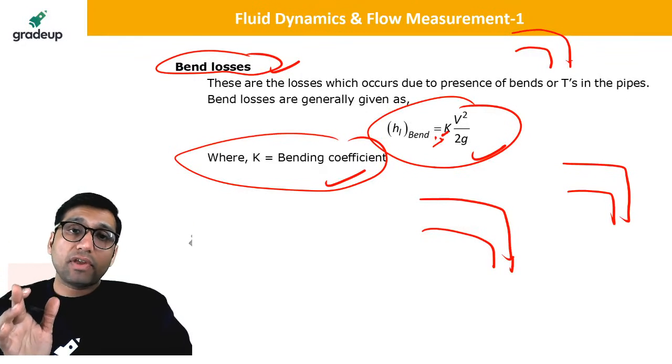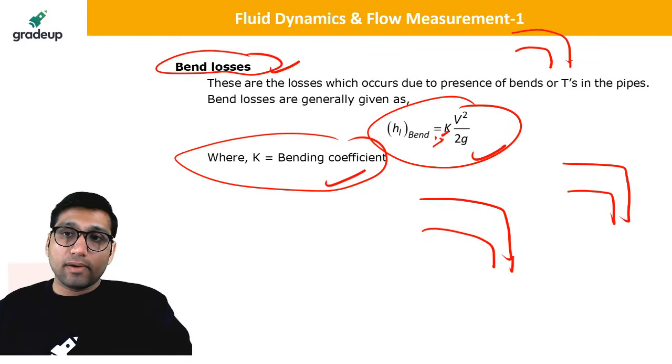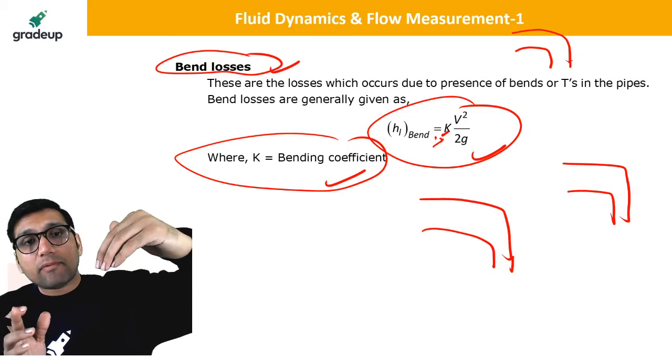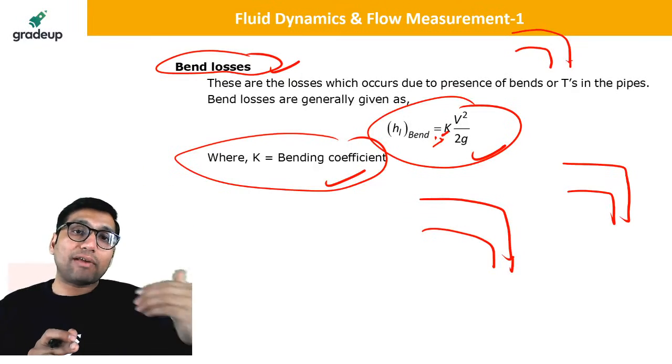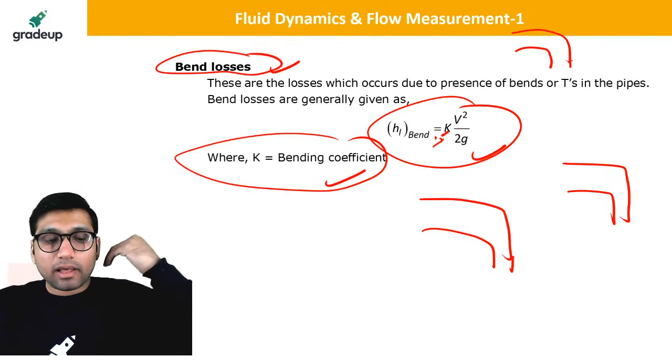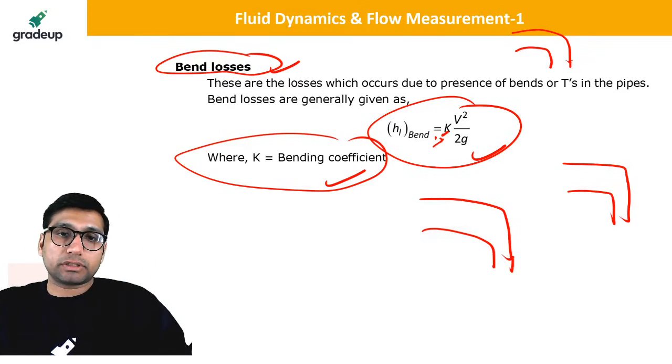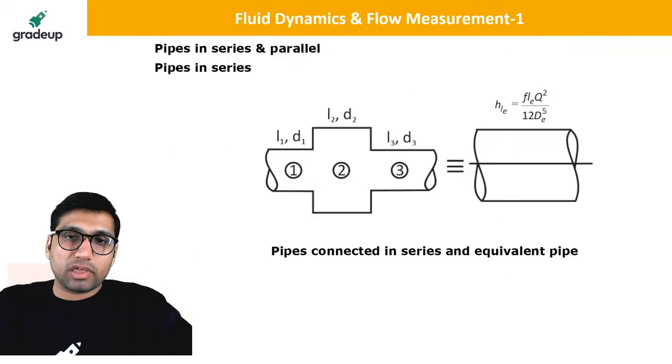In that condition, we have to use a pipe bend. When we use a pipe bend, these are nothing but bent pipes at some particular angle, like 45 or 90 degrees. When the flow takes place through this pipe bend, there is some loss called bend loss, which is equal to Kv² by 2g.